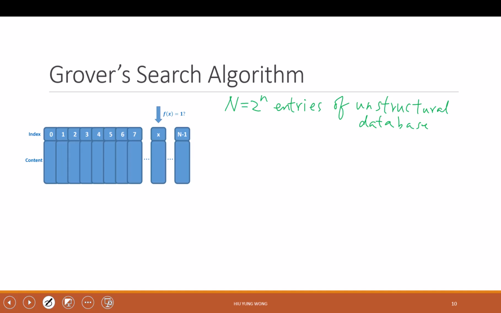But this is unstructured. So there's no information. Then how do you search for someone in that case? How much time do you need? I want to find x equal to a, where f of a equals 1. But if x is not equal to a, then it equals 0, right?